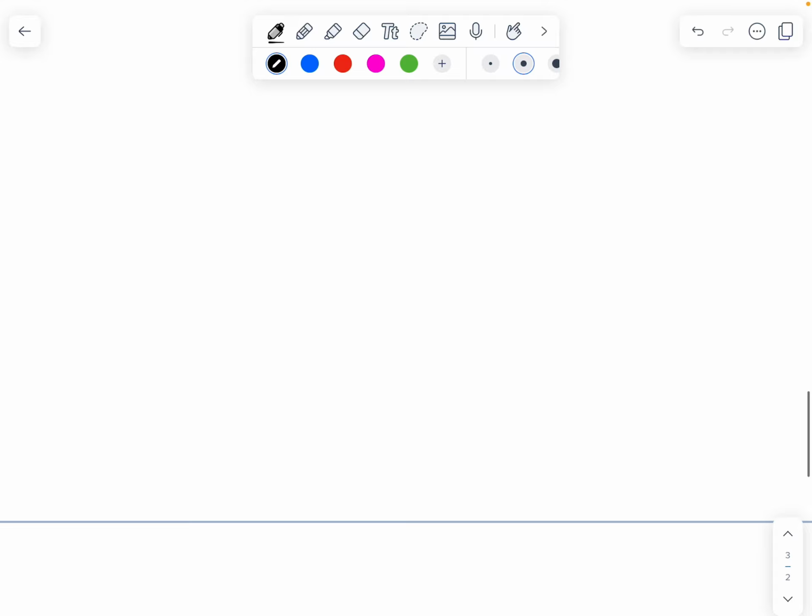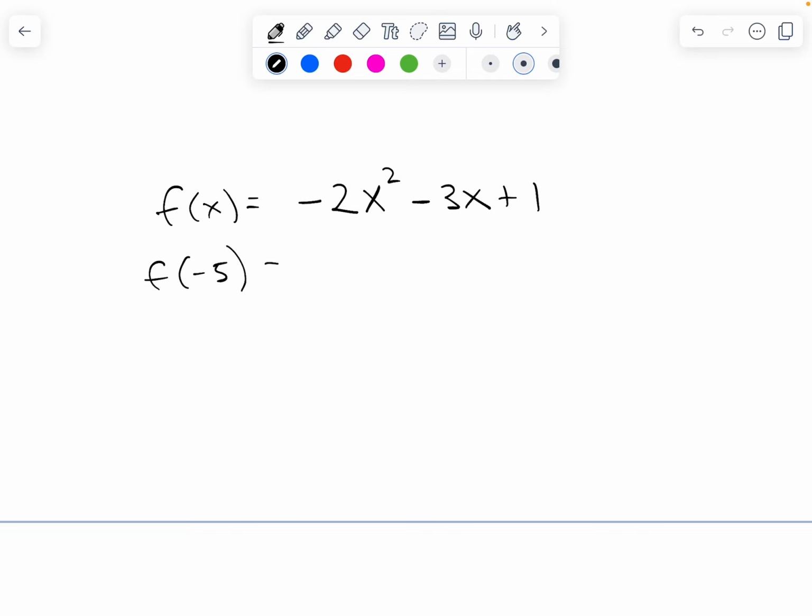Okay, now the ones that are tricky are ones like this. And let's walk through a couple of these. F of x is equal to negative 2x squared minus 3x plus 1. And this question is going to be tricky because of the negatives. So we're going to rewrite this equation. Wherever I see x, I am replacing x with negative 5.